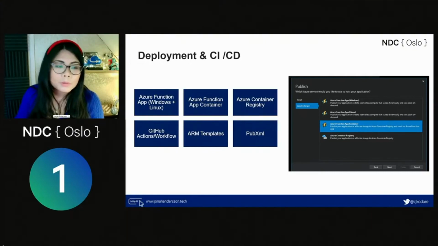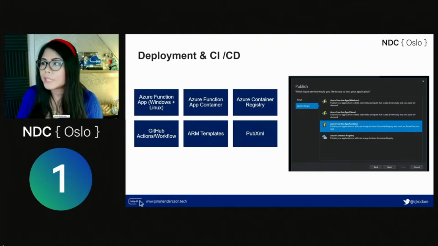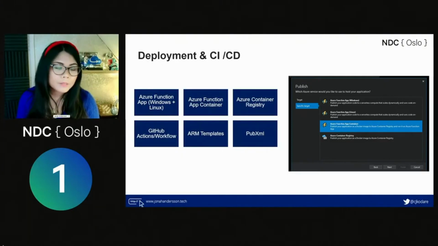And you can also deploy it as a container and even in Azure Container Registry. And as for CI/CD, you can use GitHub Actions and ARM templates if you want to make use of ARM and infrastructure as code. And if you already have an existing app in production, you can also publish using your publish profile XML file that you have saved locally.